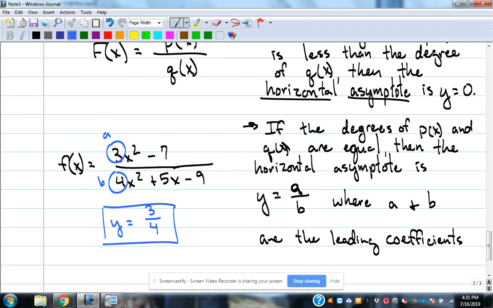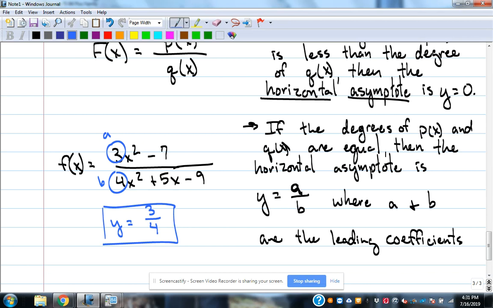Okay? So we've got to recognize what's going on there. So horizontal asymptotes have two scenarios where they can happen. If the degree of the top is smaller than the degree of the bottom, there's a horizontal asymptote at y equals 0. If the degrees are equal, there's a horizontal asymptote at the ratio of the leading coefficients. That's the only two ways that you can have a horizontal asymptote. No way you can have one if things are different than that.